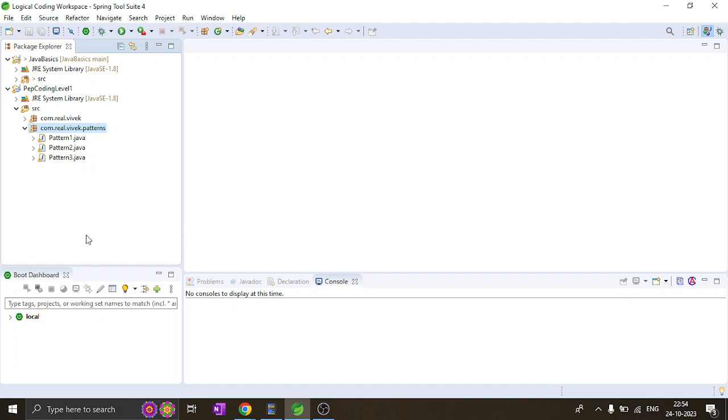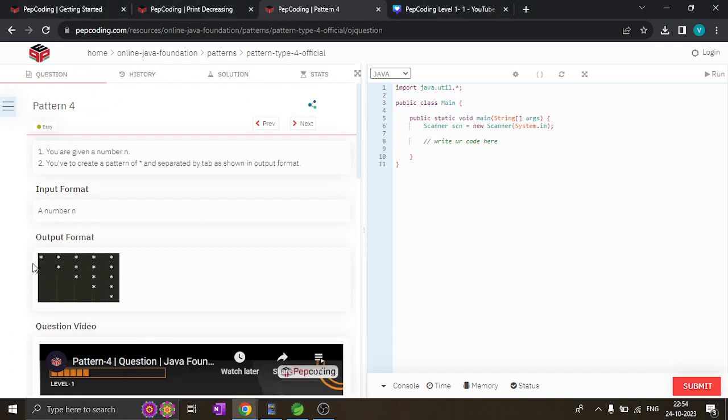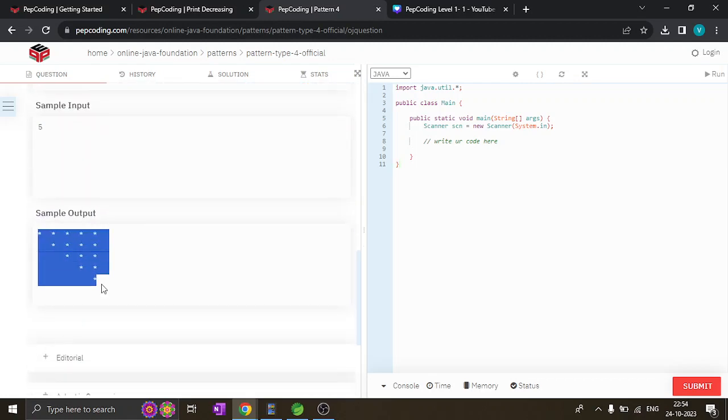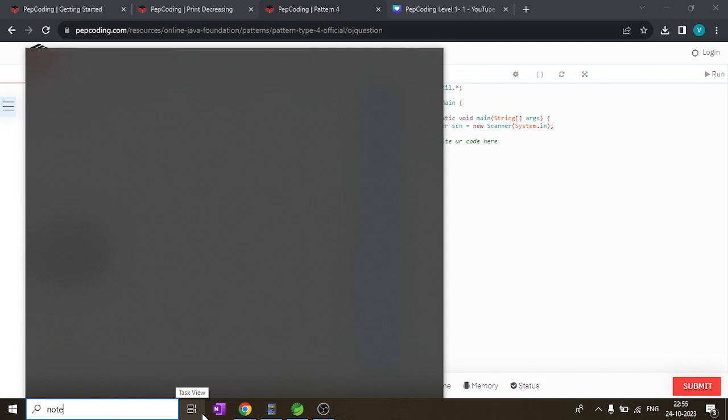So in the last video we had solved some of the problems of PepCoding Level 1 patterns. We had solved 3 problems specifically. So now let's continue solving the fourth one. In this fourth problem we have to print a pattern which is something like this, right? So let me have it here in my notepad first.